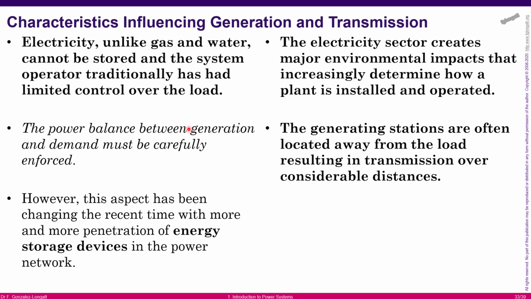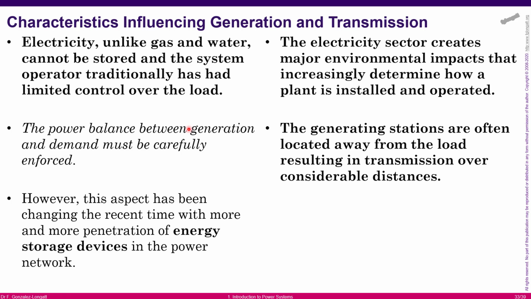For many years, one of the characteristics of the electrical system was that it was similar to gas and water. But electricity is very different to gas and water because we have a problem storing electricity. Right now we have batteries, but those batteries still have a relatively high price, and also the energy density is not so high. For that reason, we can say, between quote marks, electricity cannot be stored.